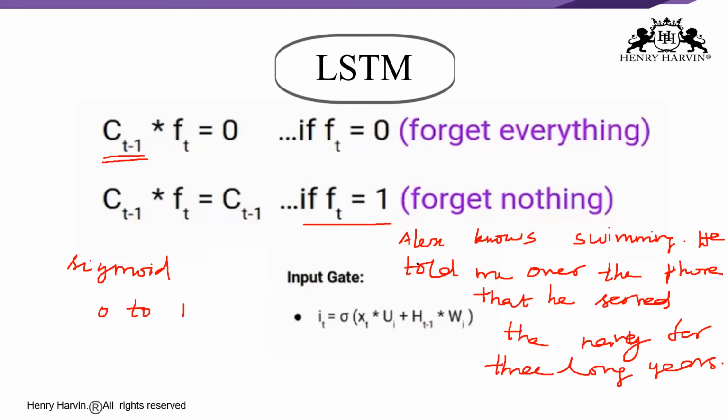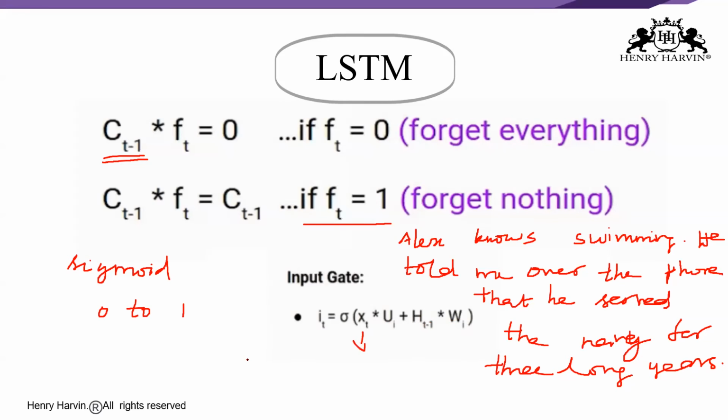So the fact that he was in the Navy is important information and is something we want our model to remember. So this is the task of the input gate. The input gate is used to quantify the importance of the new information carried by the input. This is the equation of the input gate: it = sigma(xt * ui + ht-1 * wi).